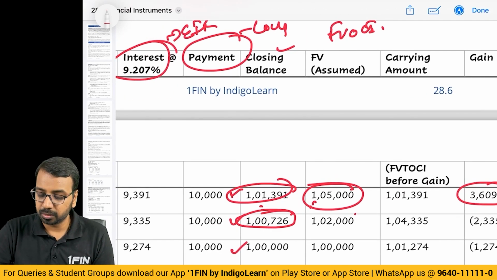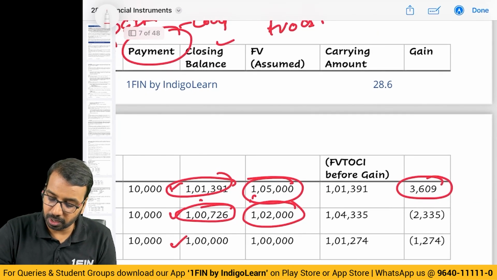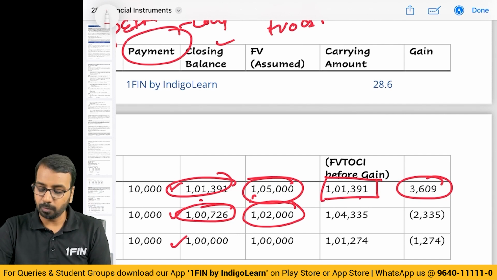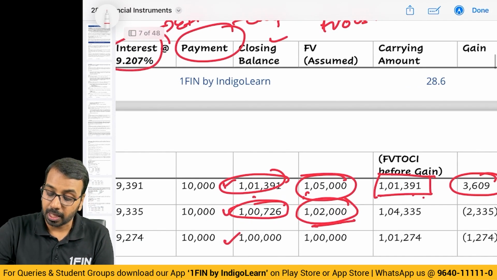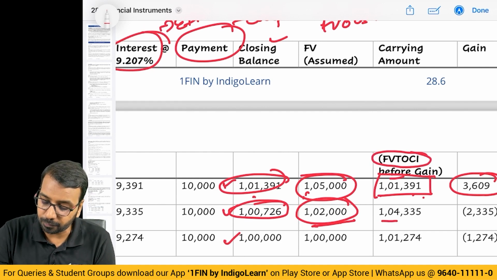Then in the second year, closing balance is 1,07,126. The fair value is 1,02,000. The difference. So here FVOCI was how much? 1,01,391. That is what you have carried. Now 1 lakh has become 1,02,000. You have to separately calculate the FVTOCI carrying amount before fair value gain.